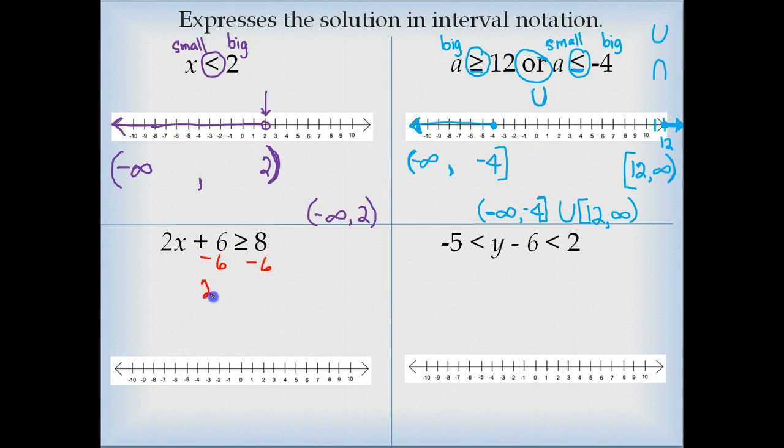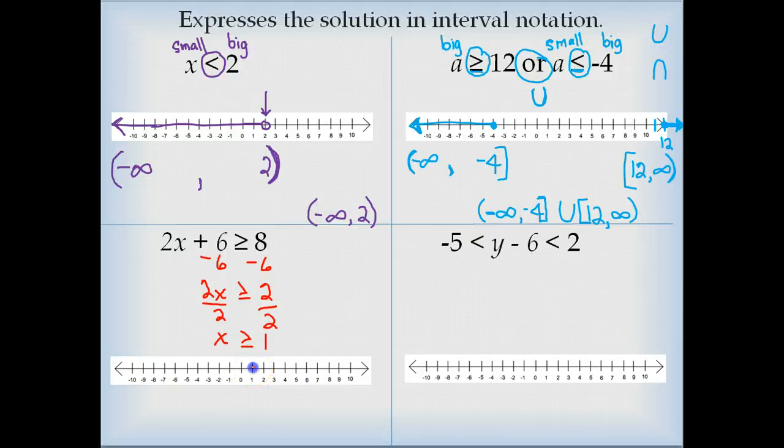That's going to leave me with 2x is greater than or equal to 2, and then divide by 2. Now remember, if you divide or multiply by a negative value, you switch your inequality around. Here I did divide, but it wasn't by a negative number, it's by a positive number, so I'm going to leave this alone. Okay, but just in case you had a problem like that, you would just flip that. Instead of a greater than, it'd be a less than. So my inequality is x is greater than or equal to 1.